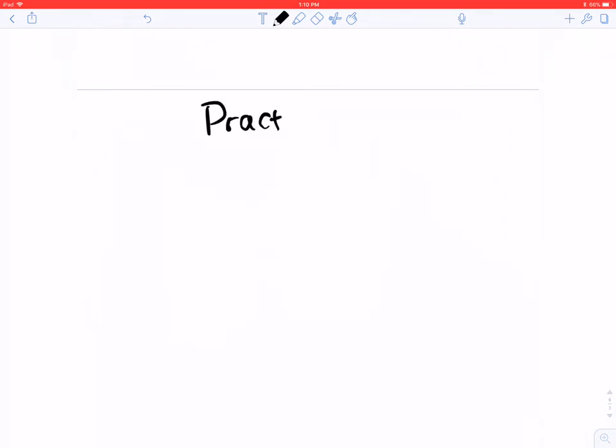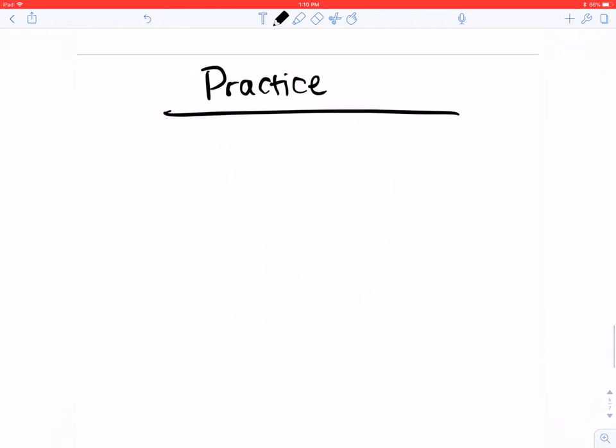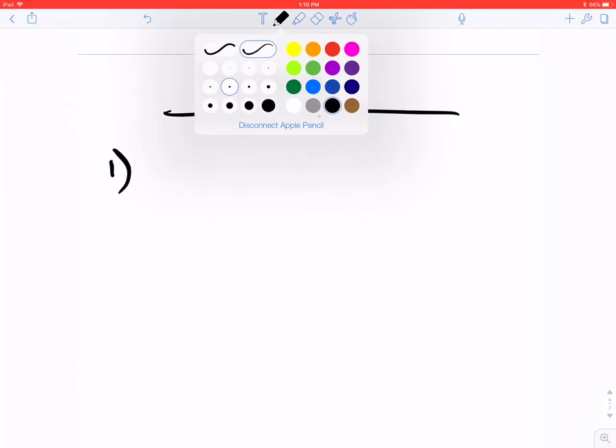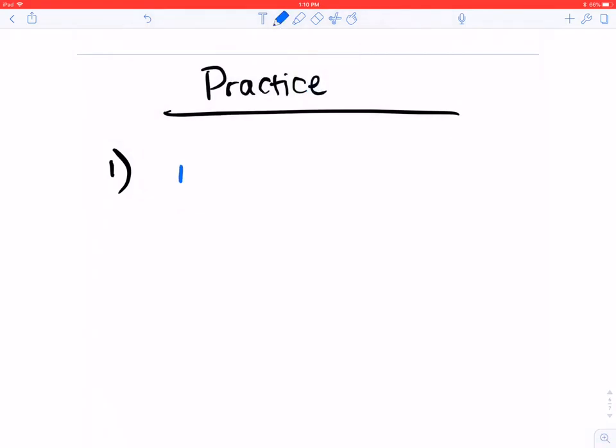I would probably turn my page and write my practice problems on a blank page just to keep things simple. So for each figure I draw, I'd like you to draw it, and I would like for us to find the perimeter and the area. So the first one I'm going to draw looks like this.